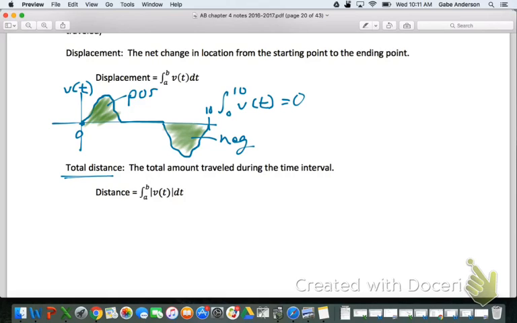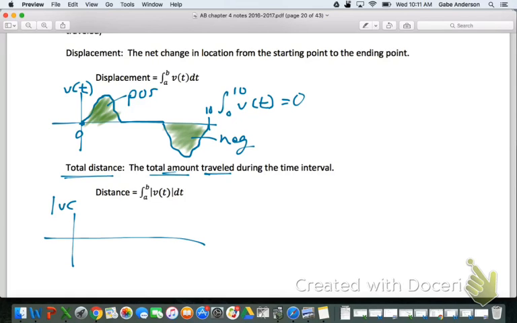Total distance is the total amount traveled during the time interval. So we don't get too concerned about positives and negatives here. Notice how distance traveled and displacement look very similar, with the exception of what? What does absolute value do? Yep, anything that was negative becomes positive. Everything becomes non-negative. So if I take the same graph and say, you know what, I want to find my total distance traveled, my graph is going to look a little different. It's not going to be the graph of velocity.